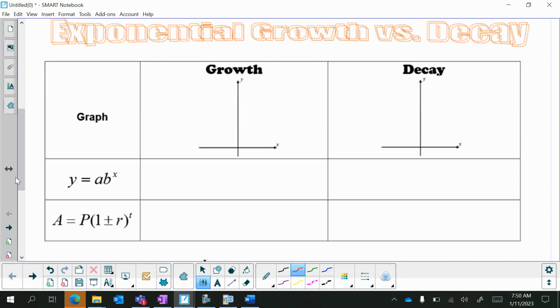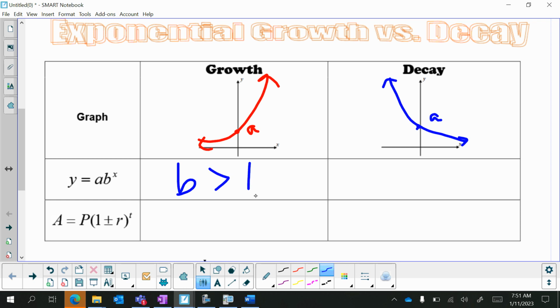To exponential growth and decay. You guys have seen this before in Algebra 1. So growth, quick sketch, should look kind of like this, where the a value is the y-intercept. And decay should look like this, where the a value is the y-intercept. Now, the growth factor, if it's growth, has to be greater than 1. If it's decay, the growth factor is a number between 0 and 1, a fraction or a decimal.